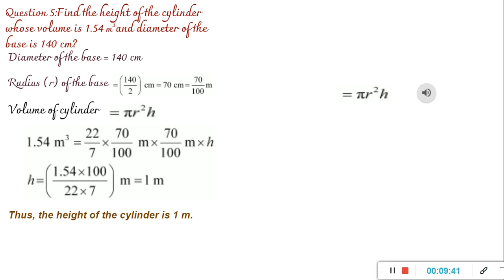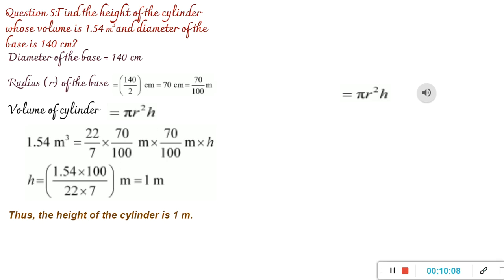So what is the formula of volume of cylinder? That would be pi r square h. Now pi r square h is what is given, 1.54 meter cube. That will be 22 upon 7 into 70 upon 100 into 70 upon 100 into height. We are not converting it directly, we are writing it this way because we can cancel it directly. So from 100, 00 will cut. Then 7 in 70, 10. Otherwise you can cut 7, 7.